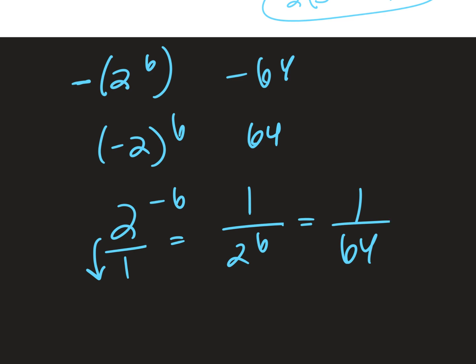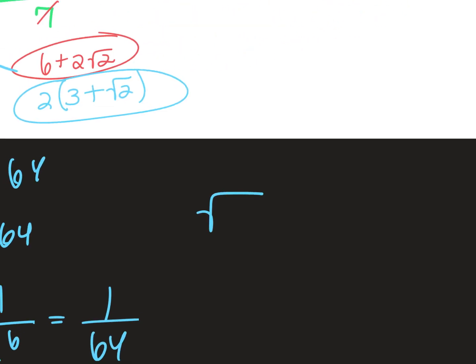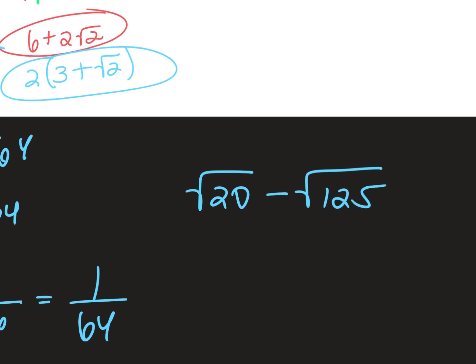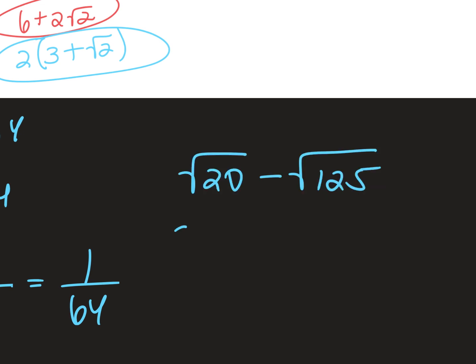Those sorts of things are what we really need to focus on and pay attention to and make sure that we understand. You could have a problem like this, operations with radicals, where it's the square root of 20 minus the square root of 125. Well, you can't do anything with these right now the way that they're written. You have to break them down because you can only add and subtract if they have like radicals. So I'm going to rewrite 20 as 4 times 5, and I'm going to rewrite 125 as 25 times 5.